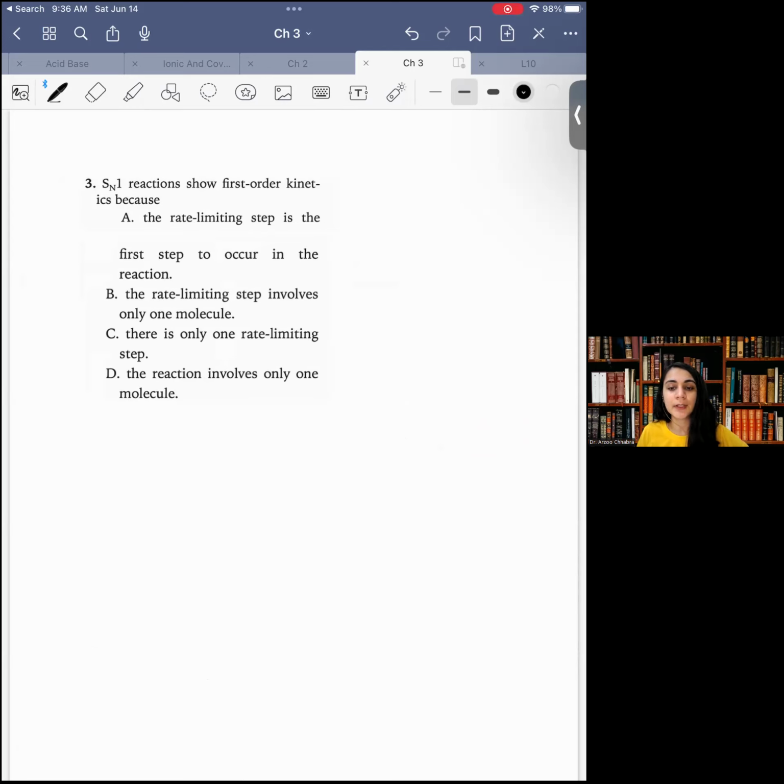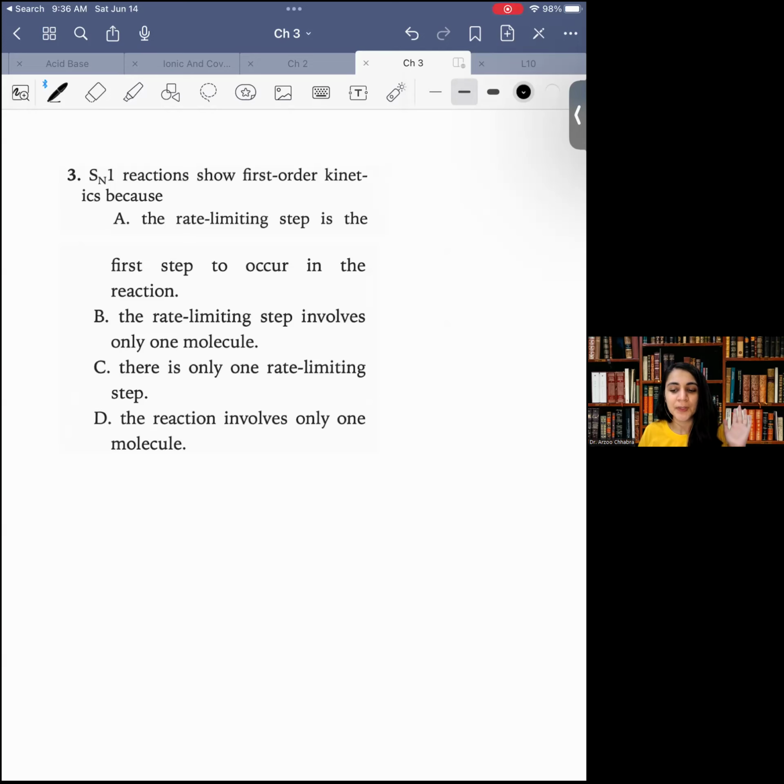All right, so SN1 reactions show first order kinetics because, okay, this is very theoretical, right? Whether you just know it or you just don't know it, it's concept based. You don't have to solve anything here. So it is a first order kinetics because the rate limiting step is the first step to occur, and that is not true. It is first order because it only depends on one molecule in the reactant. Because the rate limiting step involves one molecule, that is the answer.